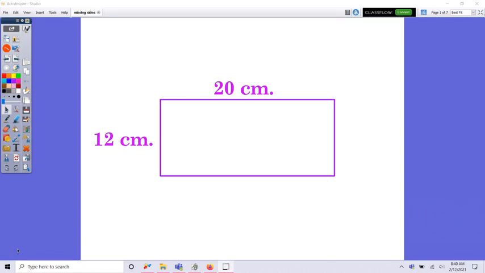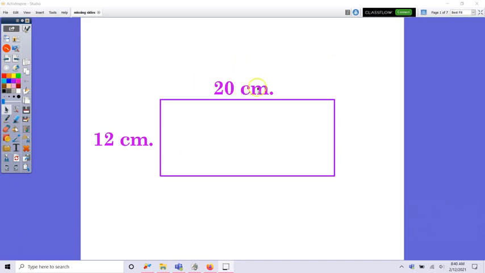Today we are going to learn how to find the perimeter of rectangles and squares, and then when we are given a shape with the perimeter, we are going to find the length of the missing side. So let's take a look at the first one.